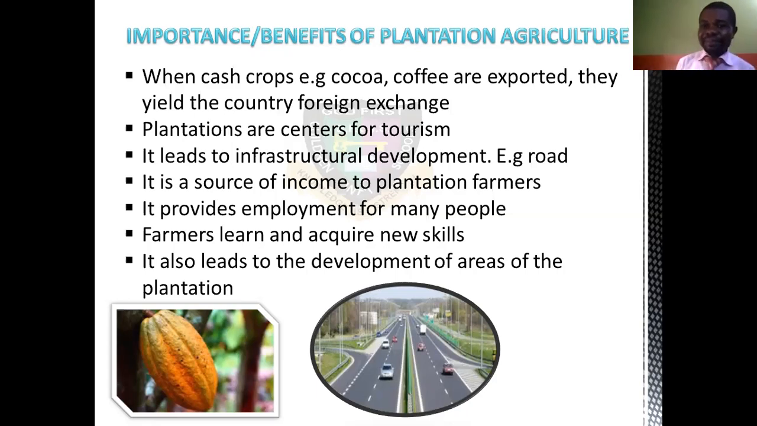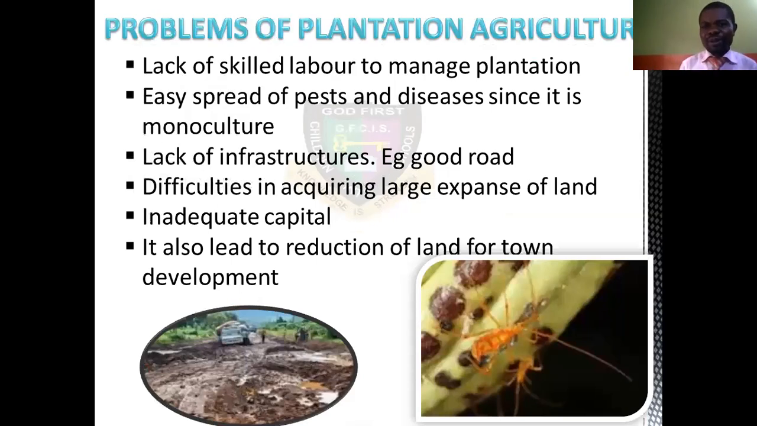Both in West and East Africa, we have this importance. They were talking about employment: those that work in the West and in the East, yes, they get employment. Talking about infrastructural development, it is for both West and East Africa. The next thing we also want to look at is the problems of plantation agriculture.